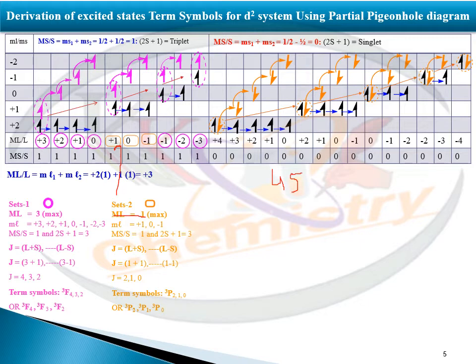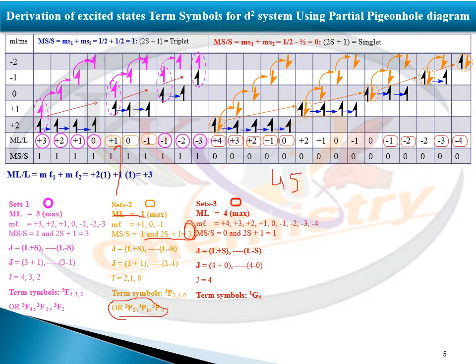MS again will be 1 because the spins of both electrons are similar. Both are parallel spin. So plus half will give us 1. By putting this 1 in the spin multiplicity formula, we will get a triplet. Spin multiplicity will be triplet. So J will be equal to L plus S, as we know L is equal to 1, S is equal to 1 as well. So it will give us 2, 1 and 0. So we'll have these terms if L is equal to 1.